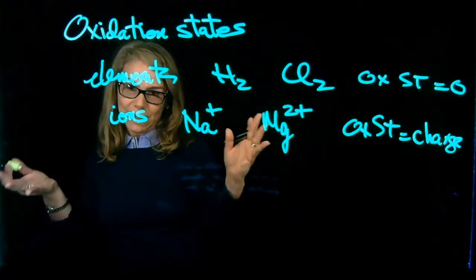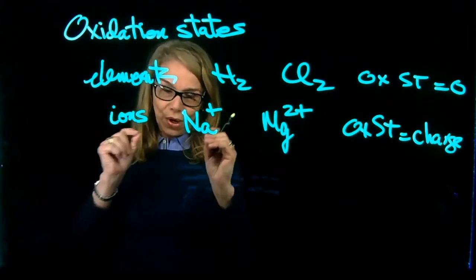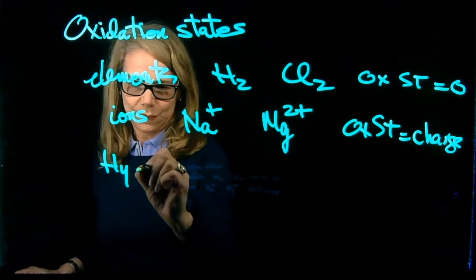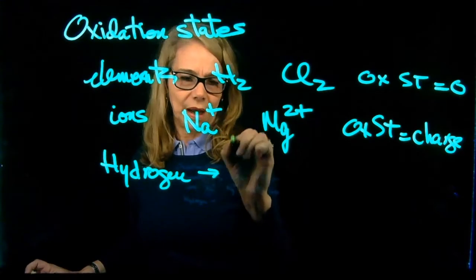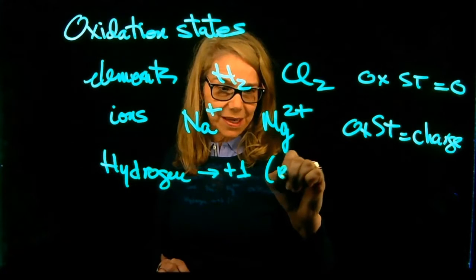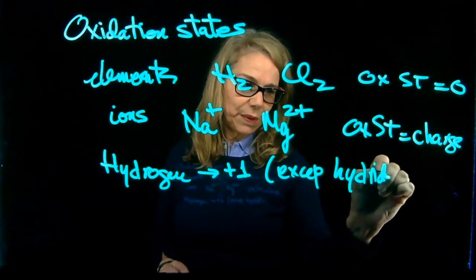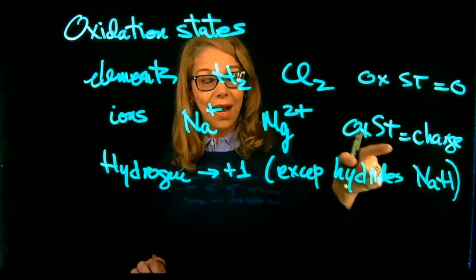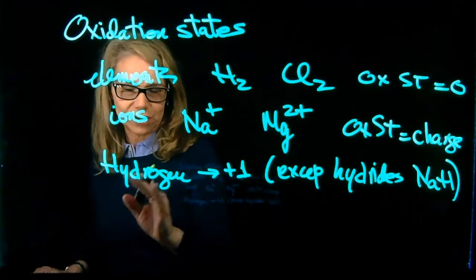Things get more complex when we combine elements. For those, we're going to do a little bit of algebra, taking into account a few rules. Hydrogen in most compounds has oxidation state +1, except for hydrides. Those are special compounds such as NaH, in which hydrogen has a -1 oxidation state. But other than that, we're going to consider hydrogen +1.